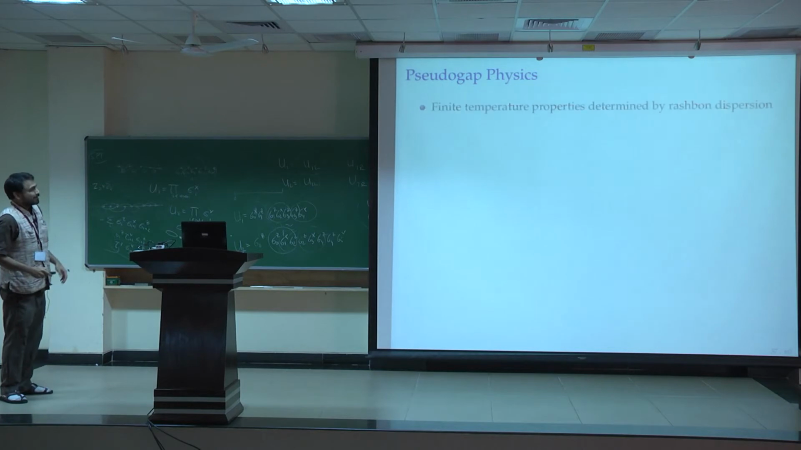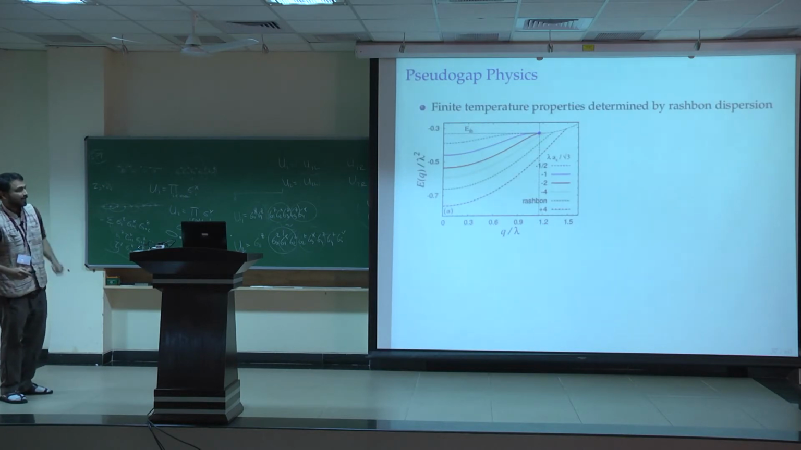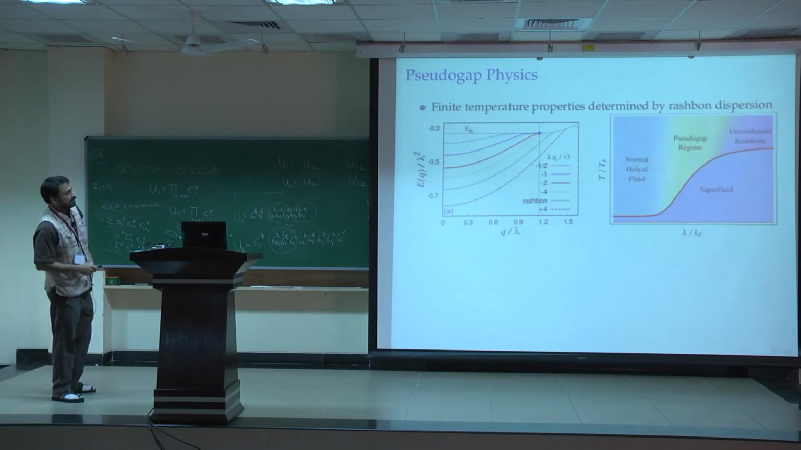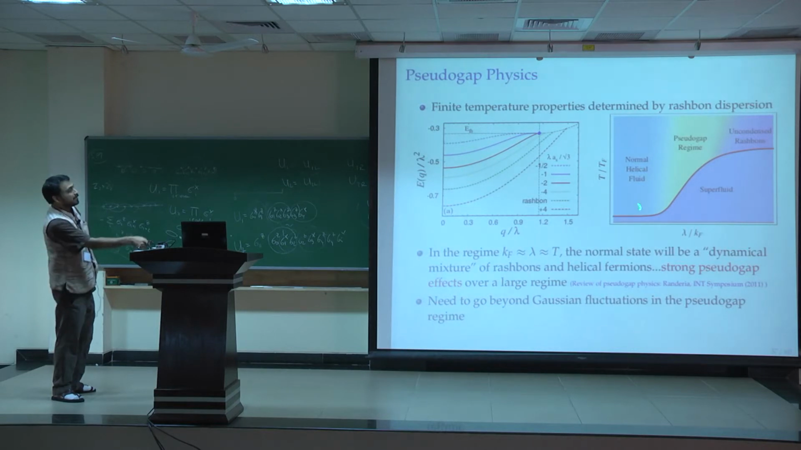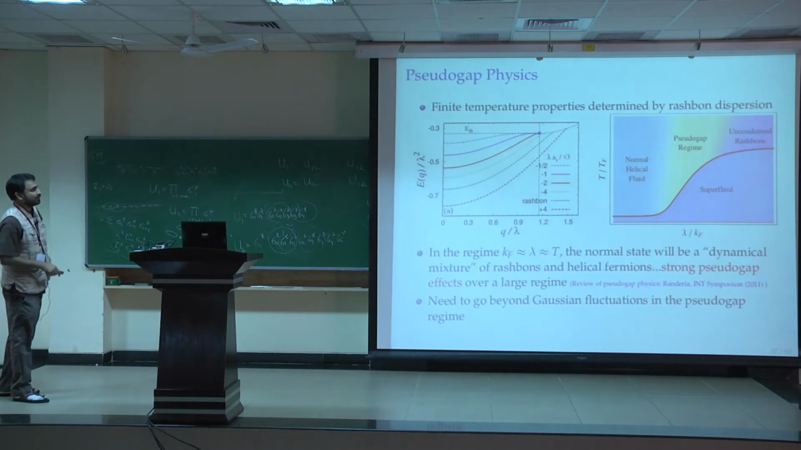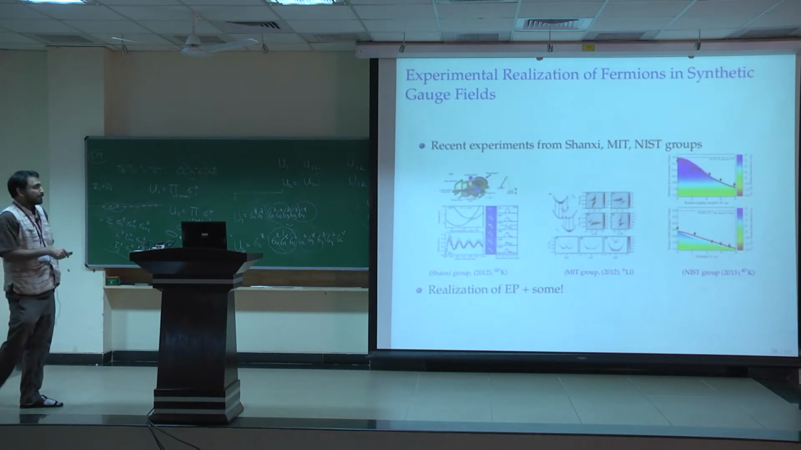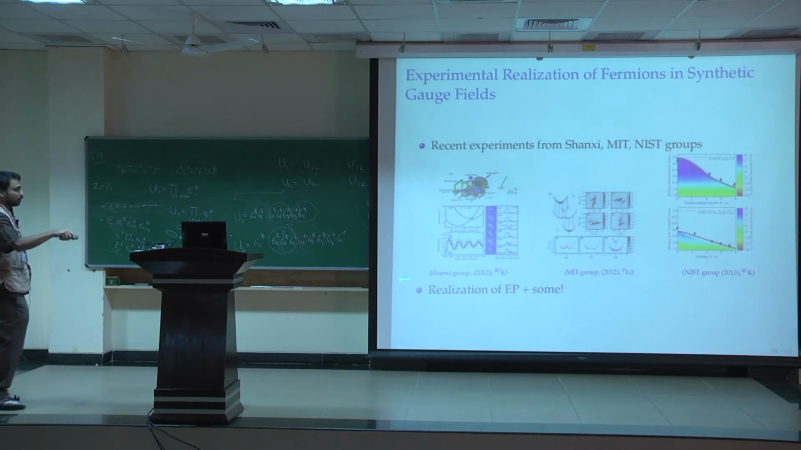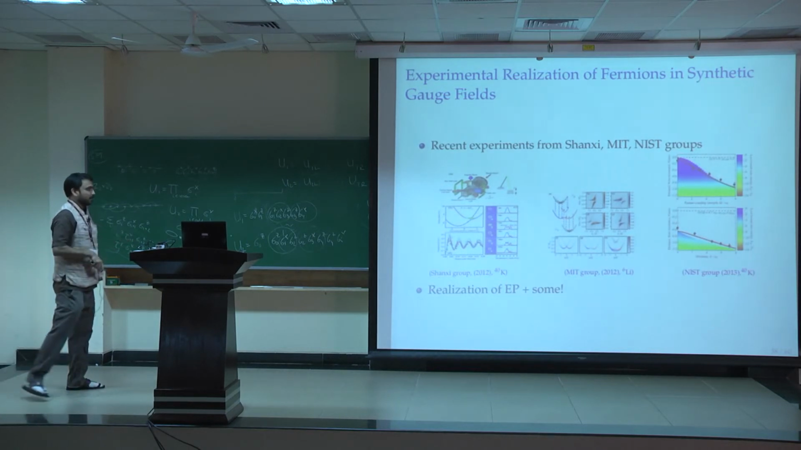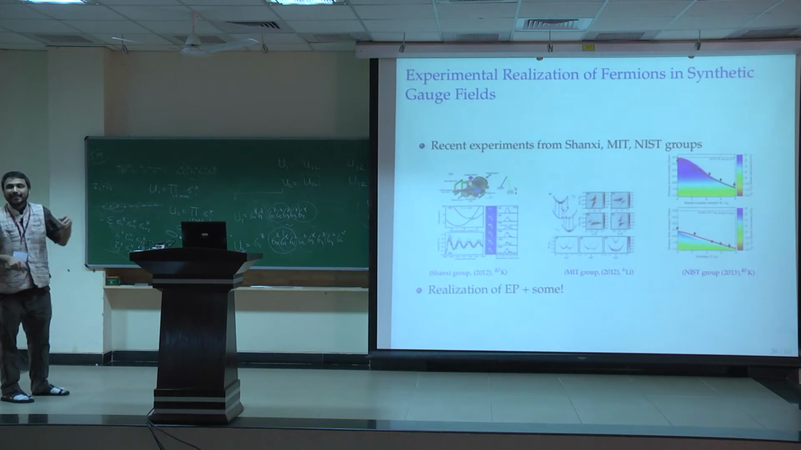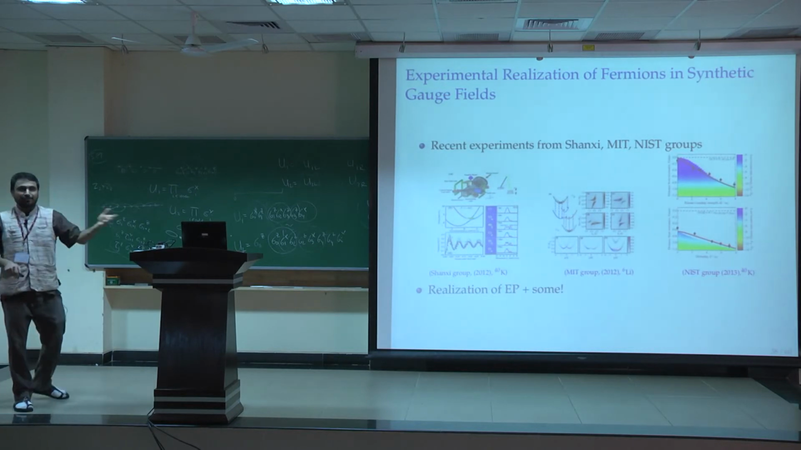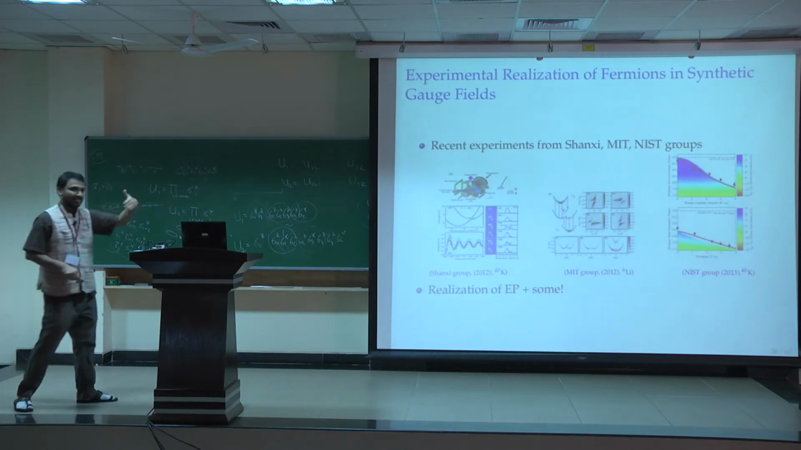Okay, all right. Since I'm a little short of time, I will skip some of these things. In that intermediate lambda regime, there are some strong pseudogap effects and so on, so let me not dwell on that. There have been experimental realizations of spin-orbit coupled fermions in several groups that I'm showing here, but unfortunately none of these are the non-abelian versions of the system. It's just the abelian version.